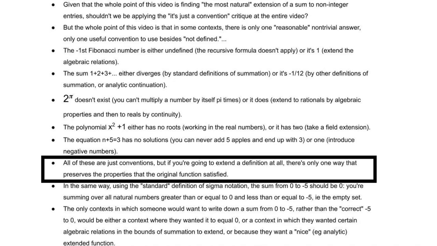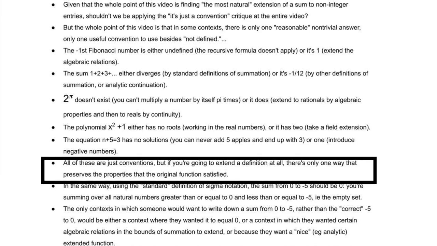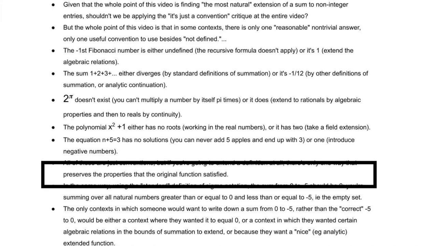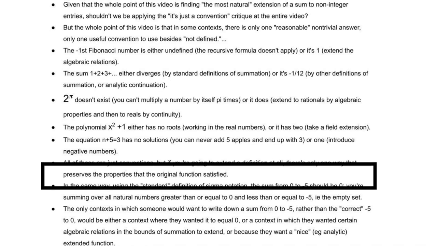It is not enough to simply extend something and call it natural. One has to demonstrate that it is indeed the natural extension. But there just is no the natural extension in the case of sigma notation. Unlike with the harmonic sequence being extended to the real numbers, there is no mathematical consensus on the matter. In the same way, using the standard definition of sigma notation, the sum from 0 to -5 should be 0: you're summing over all natural numbers greater than or equal to 0 and less than or equal to -5, the empty set.